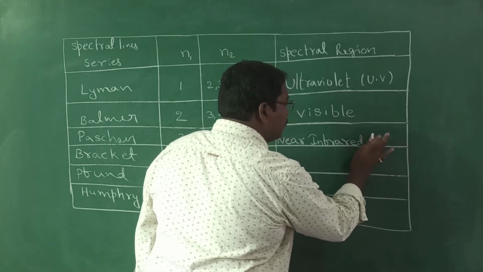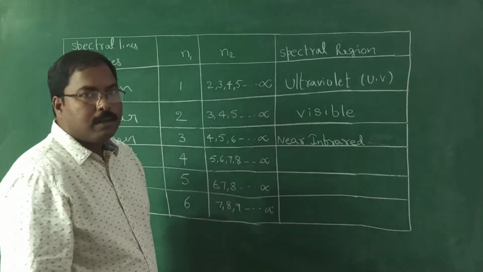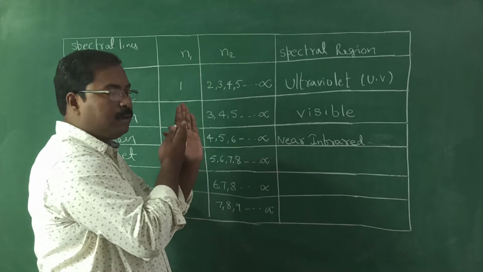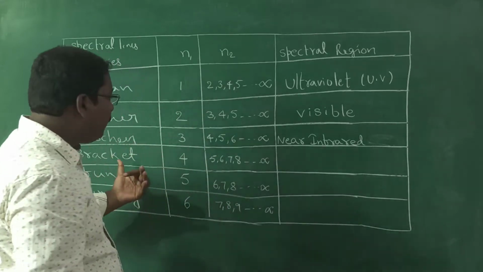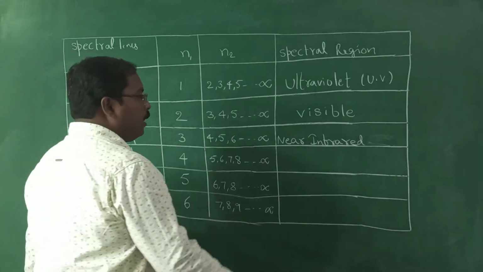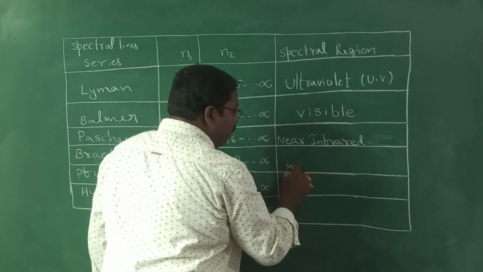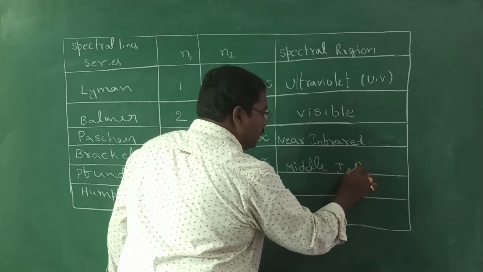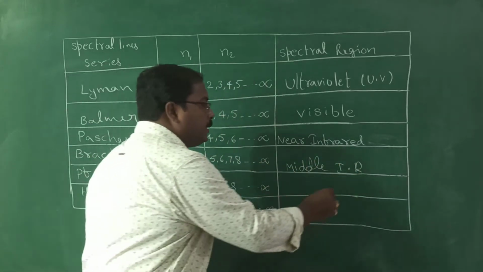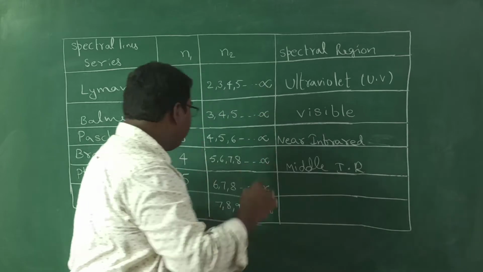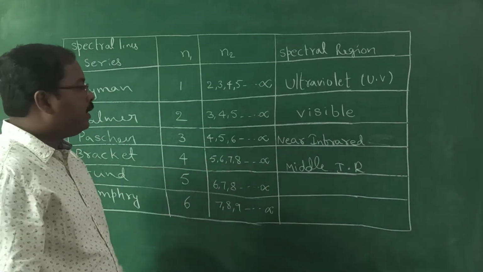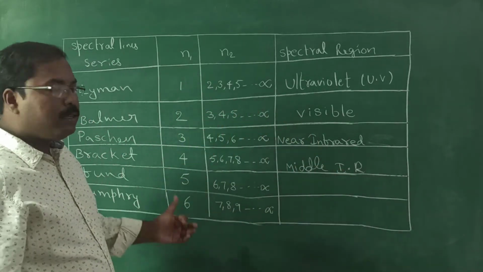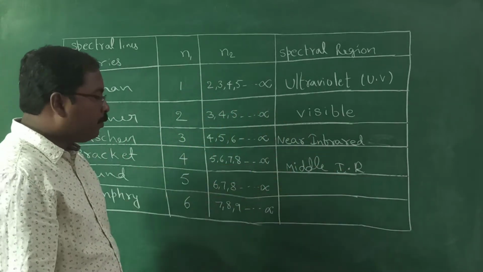Okay? Near infrared, in the sense, the starting of the infrared region. Now, next, Brackett series of lines are observed in the middle infrared region. Okay? Brackett series of lines are observed in the middle infrared region because the above lines are observed in near infrared. So in this case these are observed in middle infrared.